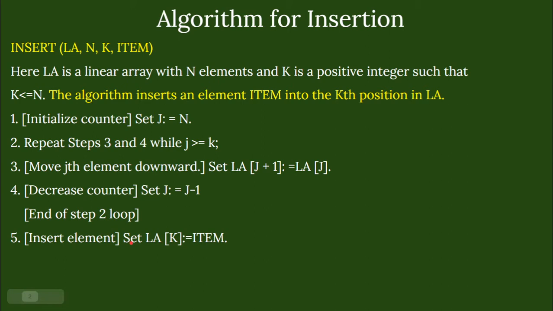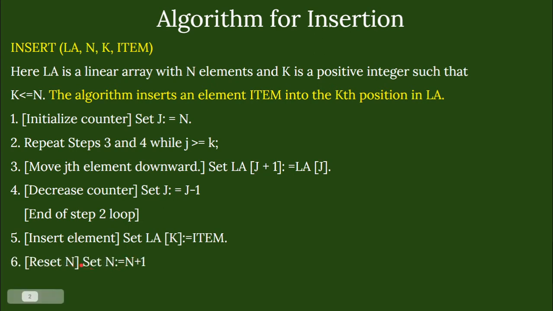So you can insert the value: set LA[K] = ITEM. Now you have made some space for this item, and we push that item into the space which is created, which is the Kth position. Because suppose you want to insert the element in the third position, now K is equal to 3. Okay, now let us see with an example.